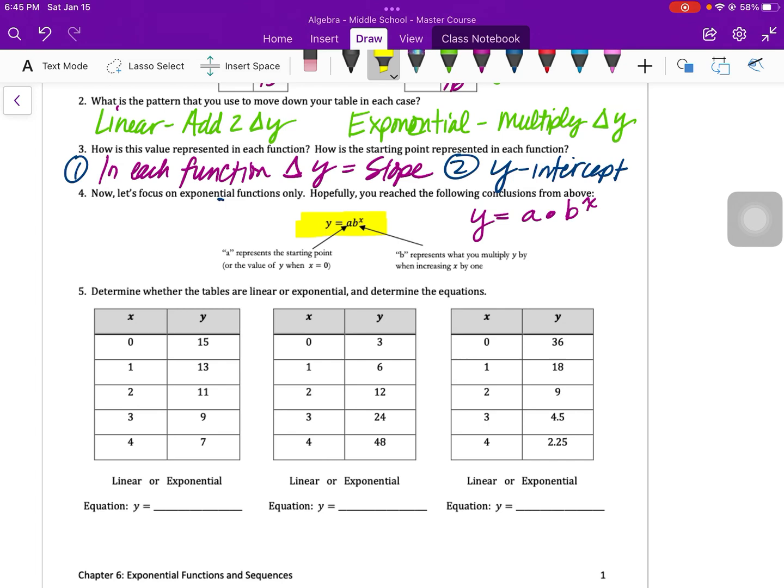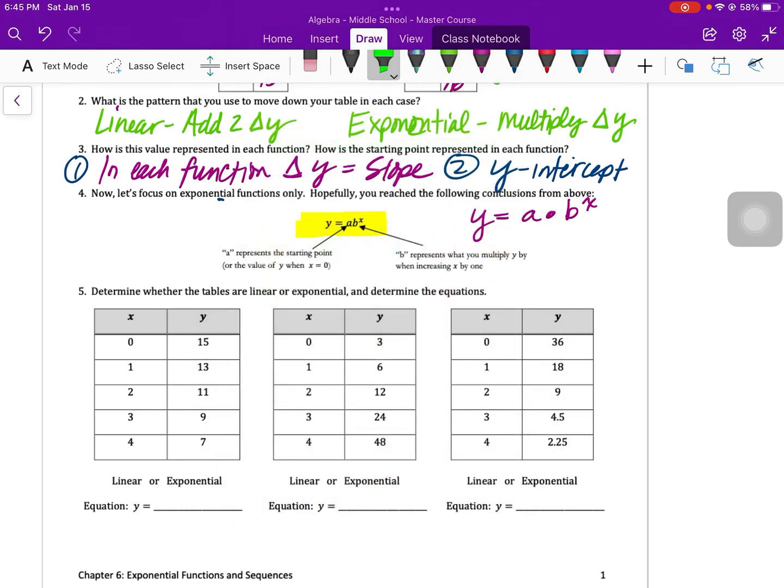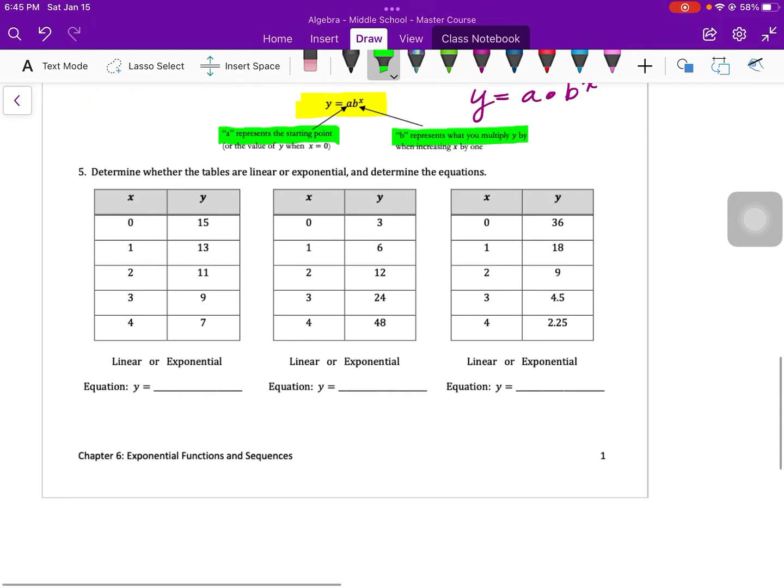So notice again, it's reminding us, this is really important down here, this reminder that a represents the starting point, b represents what you multiply y by, assuming you're increasing x by 1. Okay, so let's go ahead and look at these tables down here. We're going to decide, are they linear or exponential based on what we just learned.